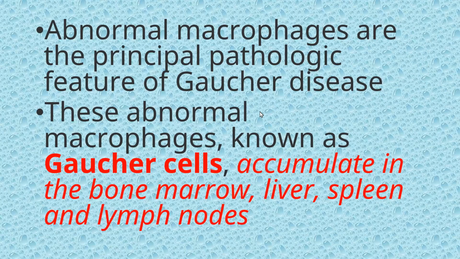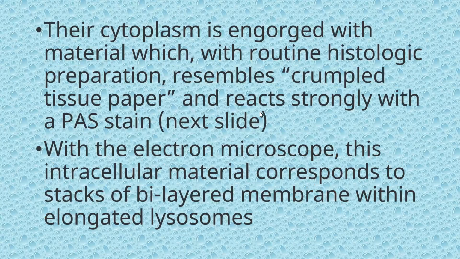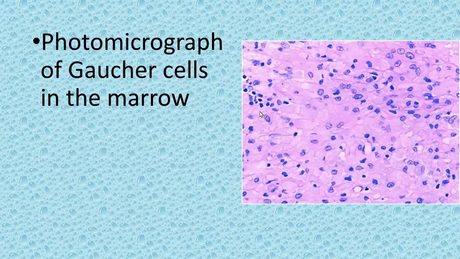These abnormal macrophages, known as Gaucher's cells, accumulate in the bone marrow, liver, spleen, and lymph nodes. There we have a huge amount of macrophages, and it accumulates, and it gives us the various clinical presentations. The cytoplasm is engorged with material, which with routine histologic preparation resembles crumpled tissue paper and reacts strongly with PAS stain. With the electron microscope, this intracellular material corresponds to stacks of bilayered membrane within elongated lysosomes.